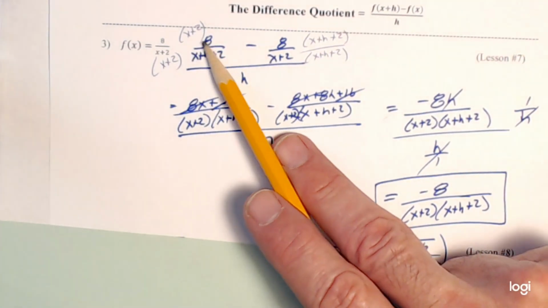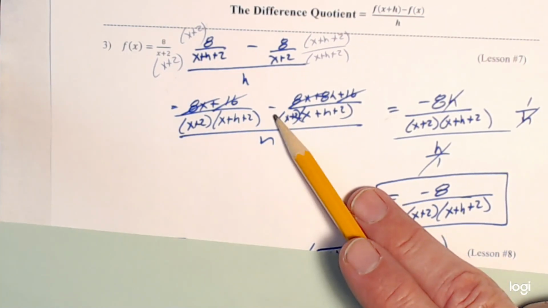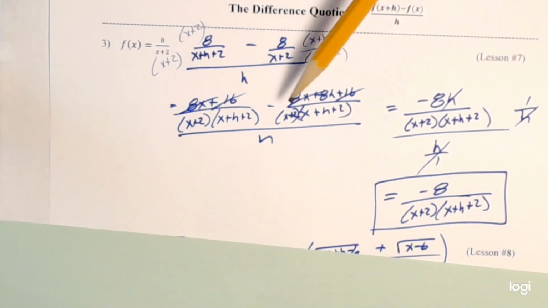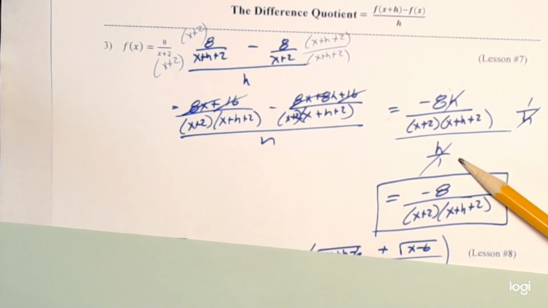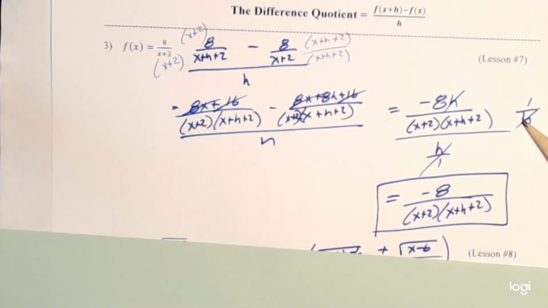Right, you've got to distribute that 8 on both fractions. Do the subtraction: 8x minus 8x cancels, 16 minus 16 cancels. You're left with subtracting an 8h. So a minus 8h over our common denominator, all still divided by h. Call it h over 1, keep switch flip. Those h's will cancel. You're left with negative 8 over that common denominator of x plus 2 and x plus h plus 2.